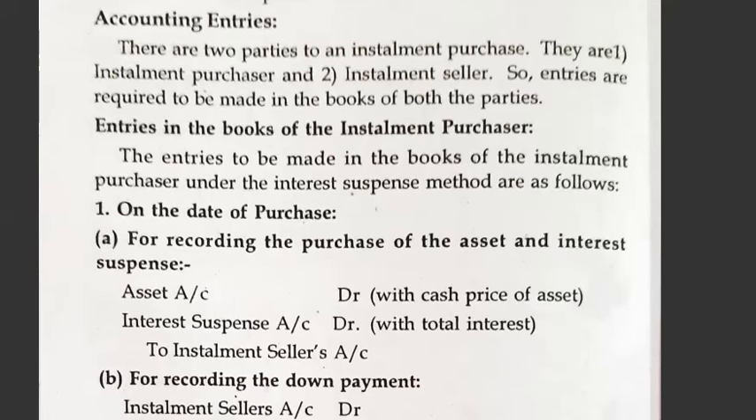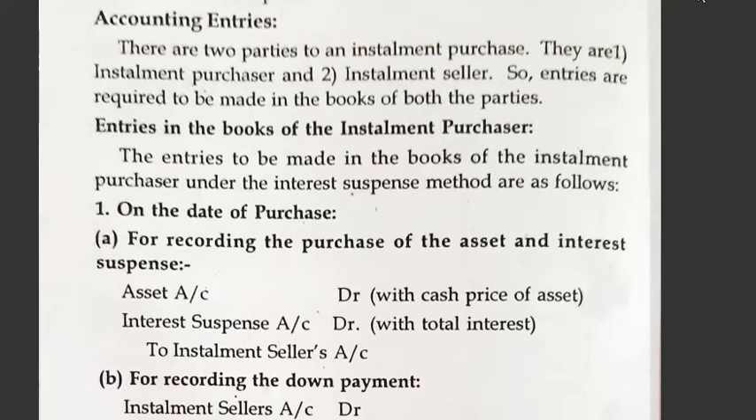Hello students, in yesterday's class I explained what the installment purchase system is and the difference between the installment and hire purchase systems. Today I will be explaining the journal entries to be passed in the books of the purchaser and the books of the seller. First, on the date of purchase, the entry for recording the purchase of the asset and interest suspense.